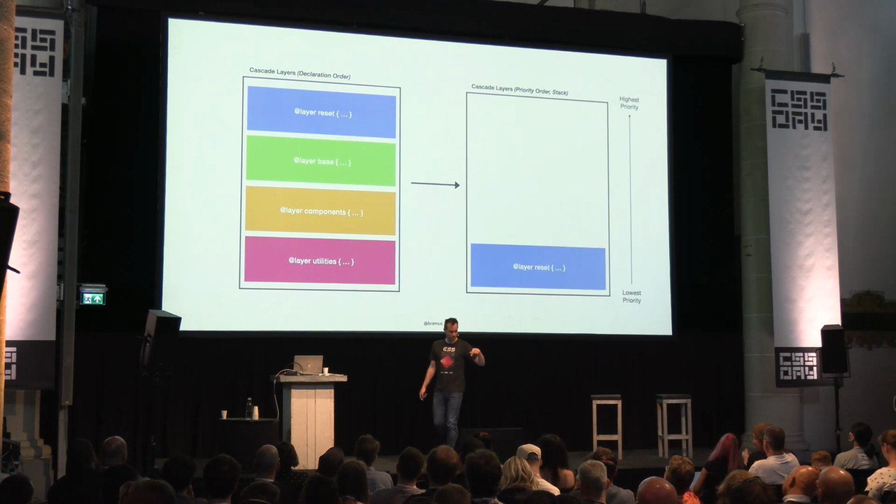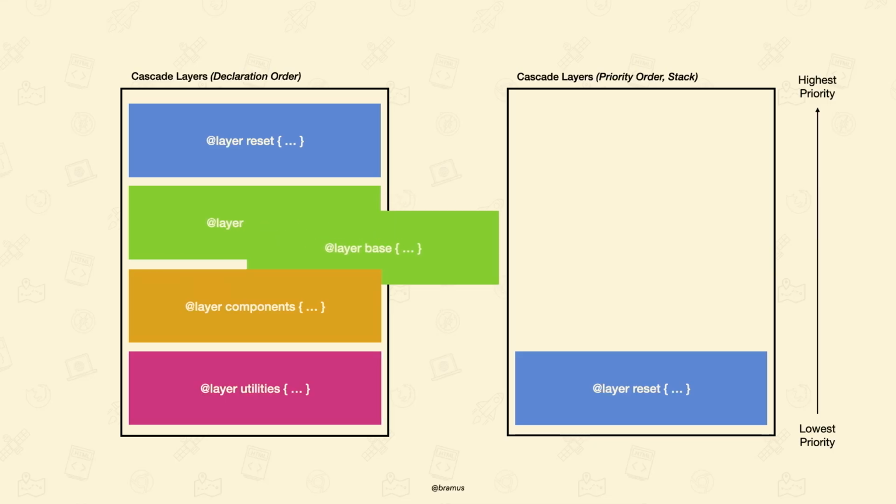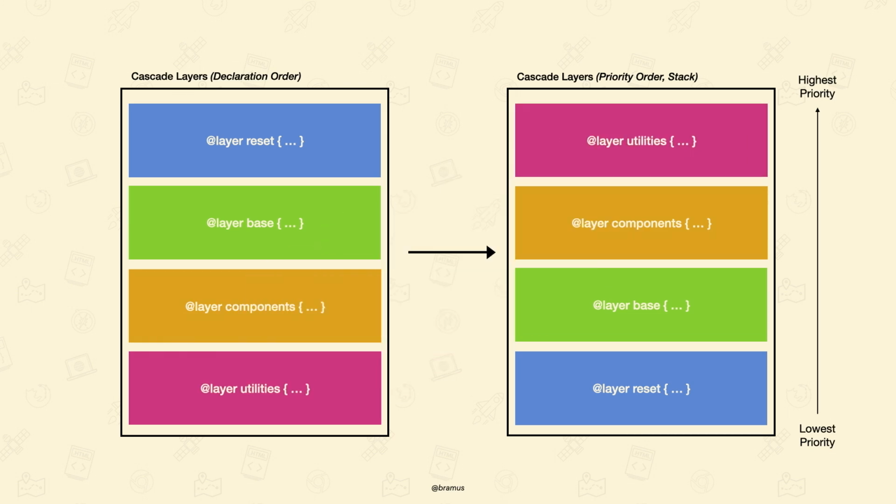It's flipped. Because the first layer that is declared has the lowest priority. And a layer that is declared later, that one has a higher priority. So components goes on top of that one as well. And utilities goes on top. So everything that's in the utilities layer, that will always win from something that's in the component layer if it is like a competing declaration.